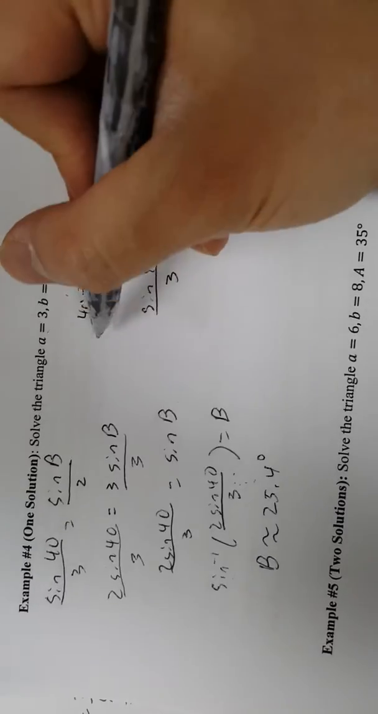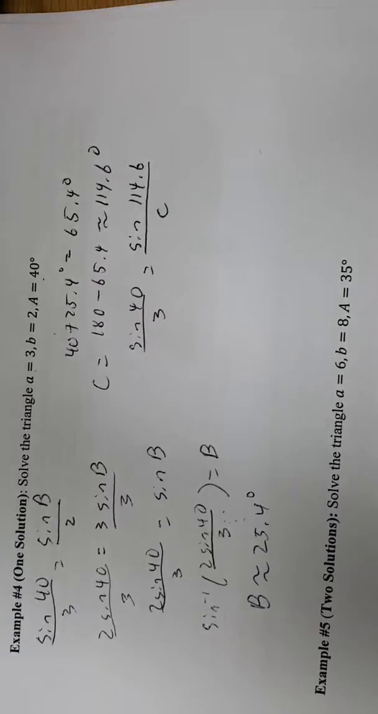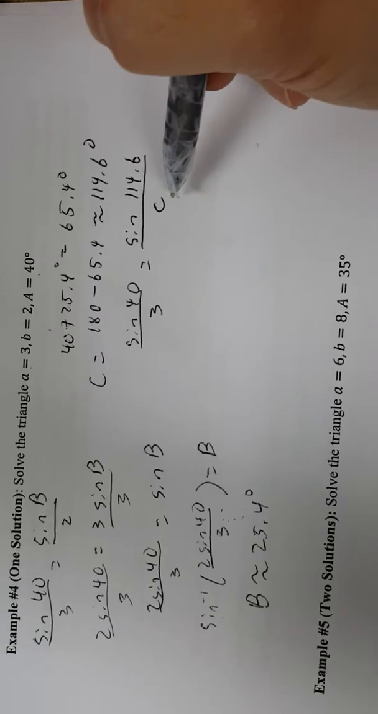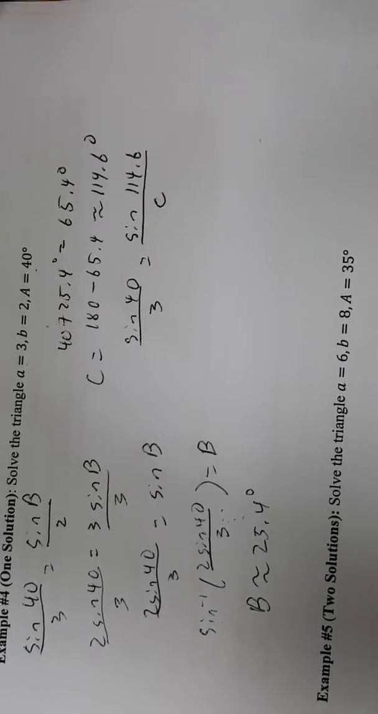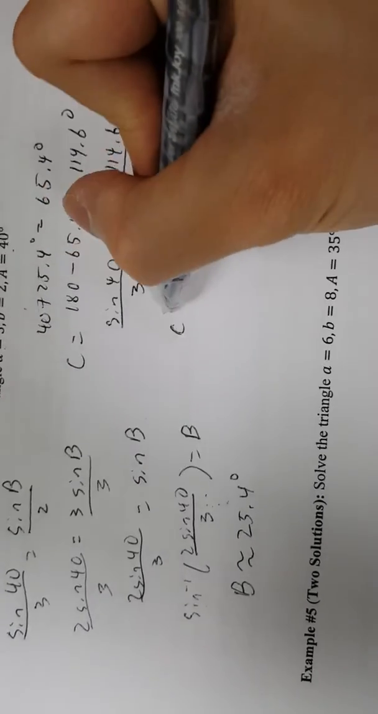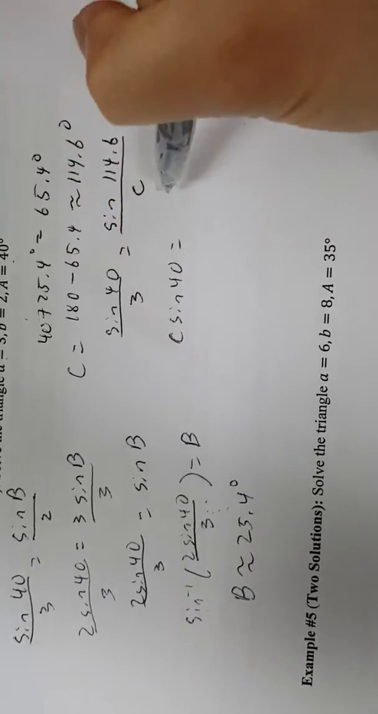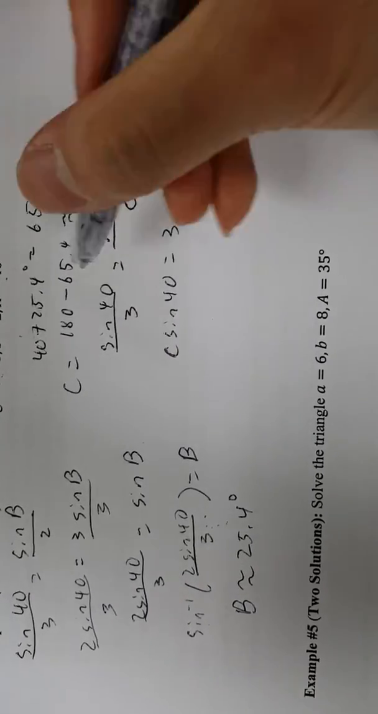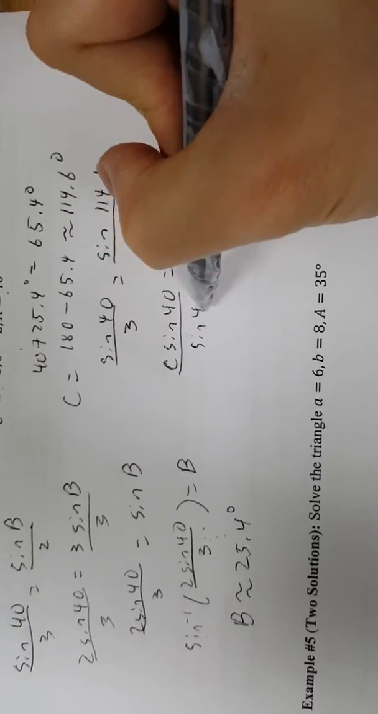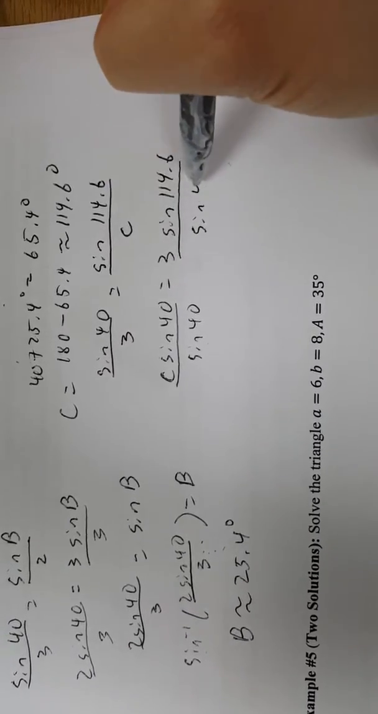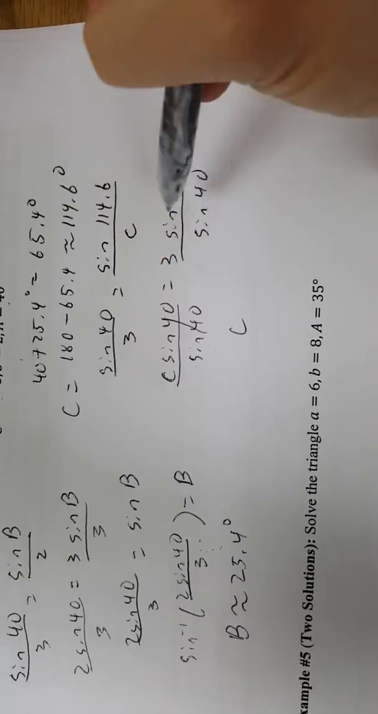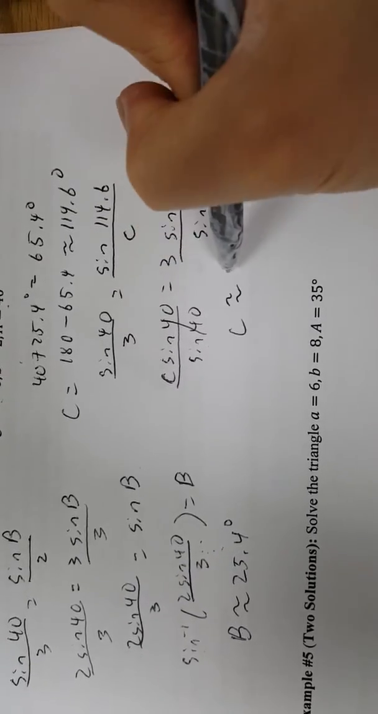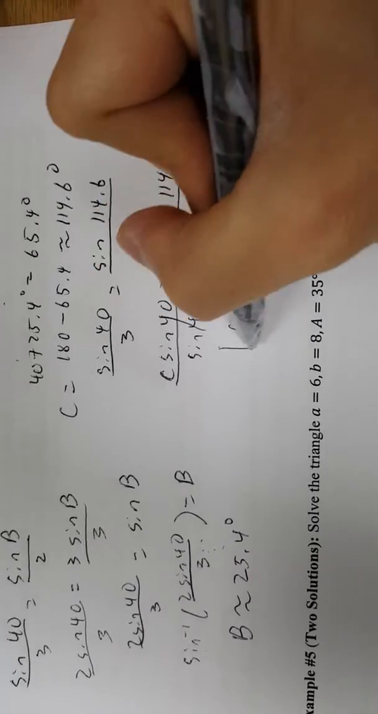So by the way, this is angle C here. So we're looking for the side C. So now we just go ahead and cross multiply. I get C sine 40 is equal to 3 sine 114.6. Divide both sides by sine 40. And so C is approximately 4.24.